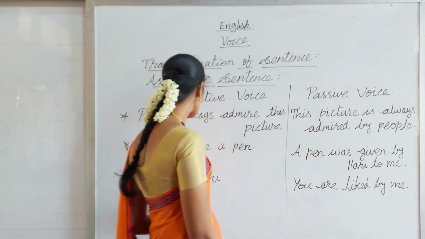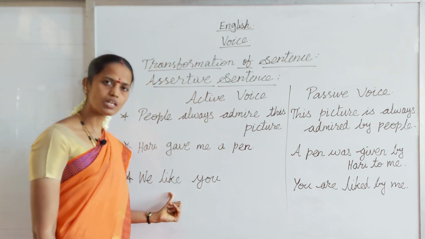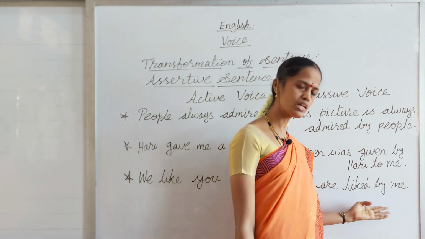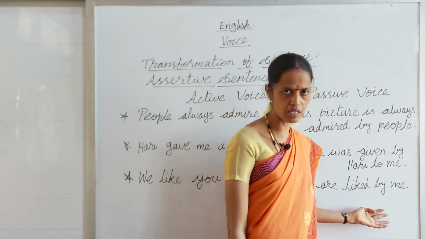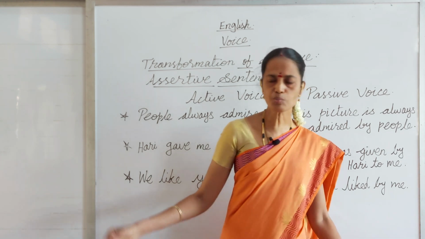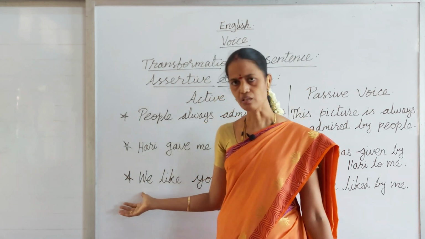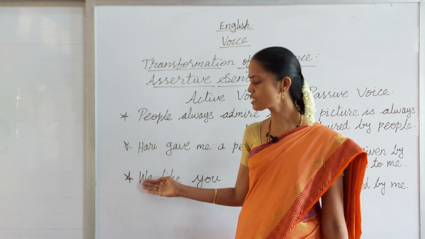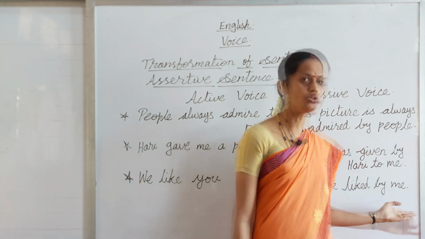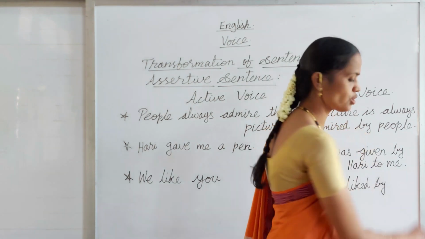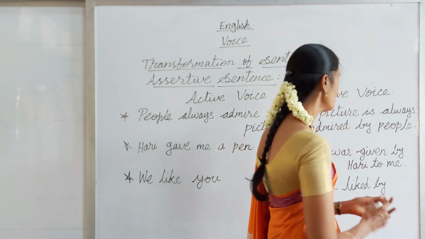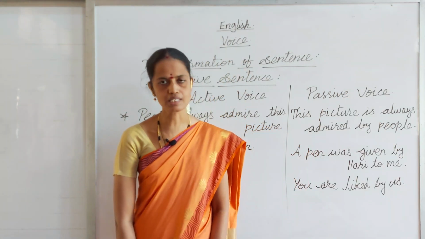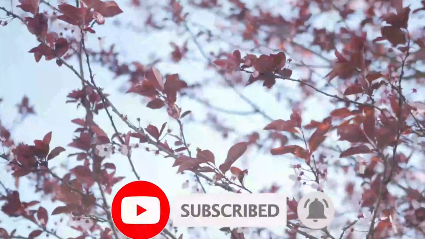Then what about the third form of the verb "like"? "Liked." That "liked" we have used here. Then, as usual, the preposition "by" is introduced here. Then what about the subject? "We." As per our rule, we have to change the pronoun, so this "we" is changed into "us." So here we have to use "us." The remaining sentences we'll cover in the next classes. Thank you.